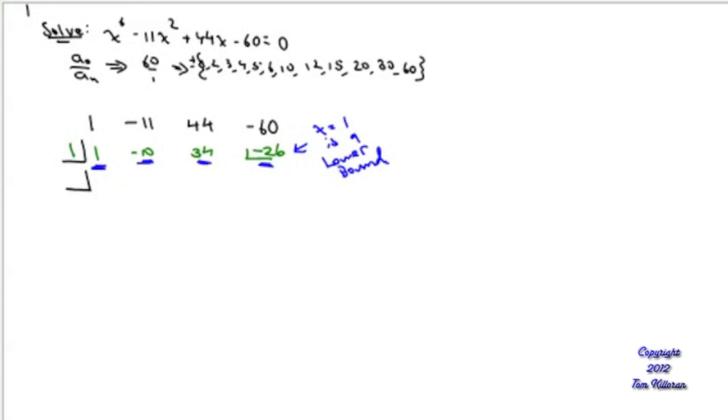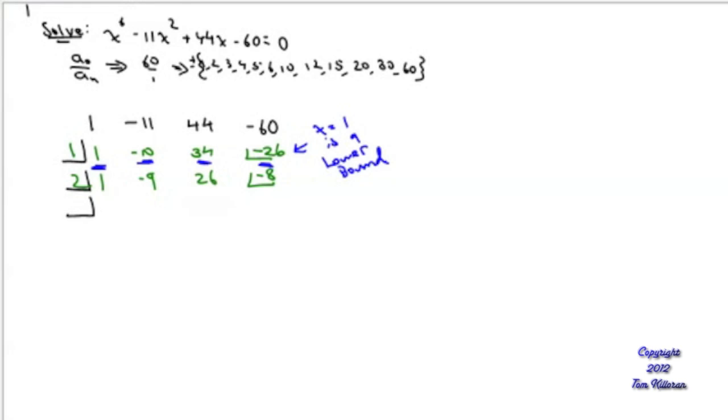All right. So, 2. You can try 1 again if you want to, but you'll be there all day. 2 times 1 is 2. 2 minus 11 is negative 9. 2 times negative 9 is negative 18 plus 44 is positive 26. 2 times 26 is 52. Minus 60 is negative 8. This one is also what's considered a lower bound. It just says don't go lower than 2. But that doesn't give you any good information. We already knew not to go down. So let's keep going up.